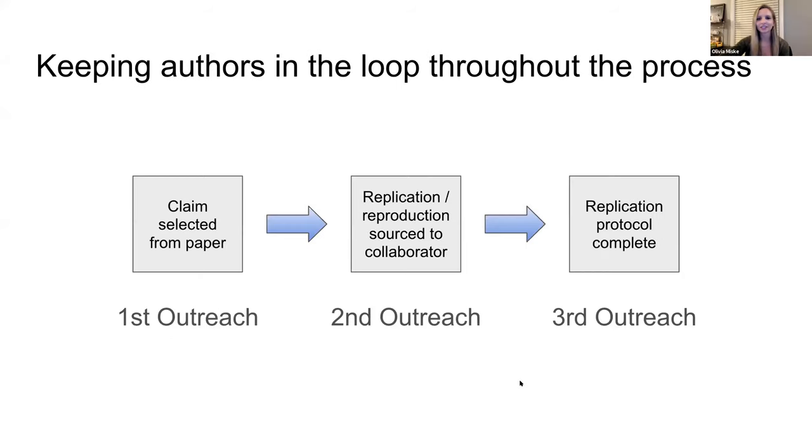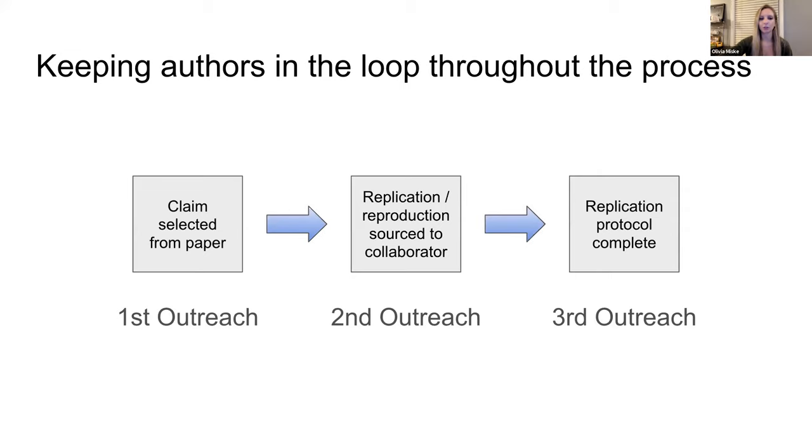Great. Thanks. So now I'm going to provide a quick overview of our approach towards communicating with original authors. So as I mentioned, we try to keep authors in the loop throughout the process by reaching out at several key stages of the project with the goal of maintaining author awareness and to facilitate several opportunities to provide feedback at different stages. So our first outreach occurred once a claim was selected from a paper so that we could receive feedback on the claim selected.